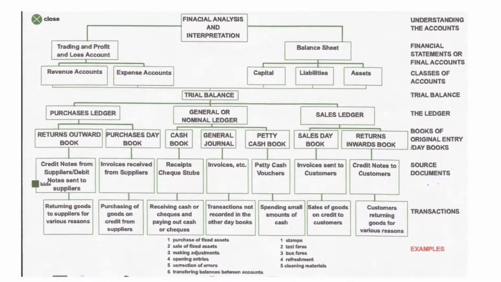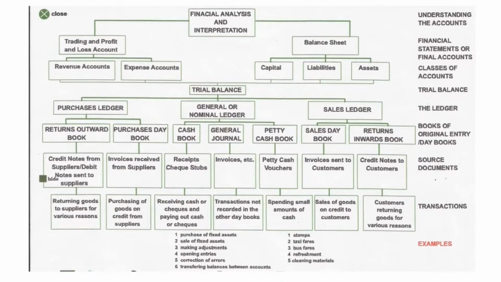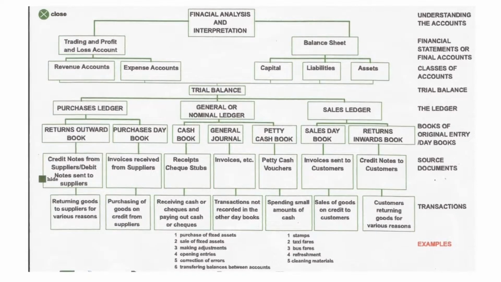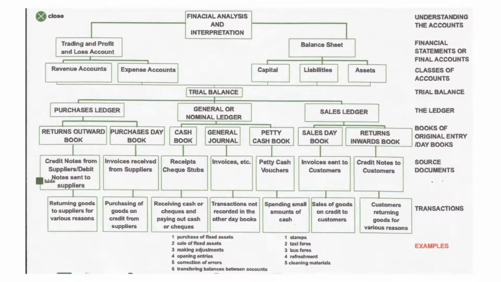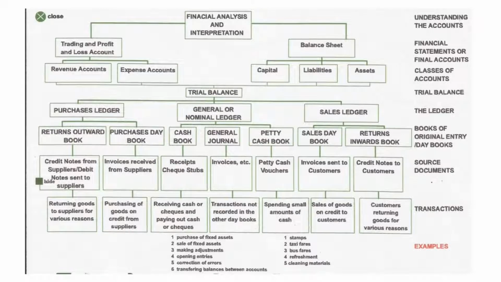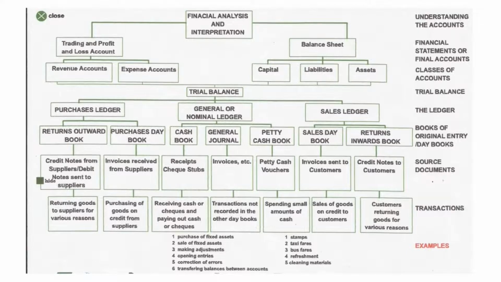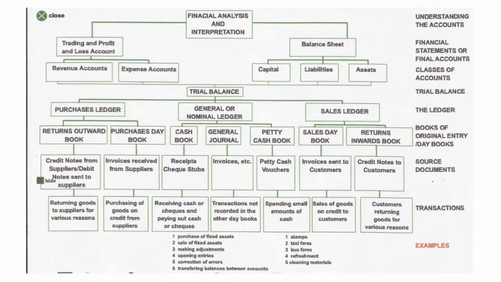Examples of source documents are invoices, receipts, and petty cash vouchers. And then from source documents, you move into the books of original entry. So information from source documents will go into the books of original entry. And then after being journalized in the books of original entry, they'll be posted to ledgers. And the ledgers there, based on the diagram, are the sales ledger, your general ledger, and your purchases ledger. And then from those ledger accounts, a trial balance will be extracted. And then from the trial balance, the financial statements would be prepared.